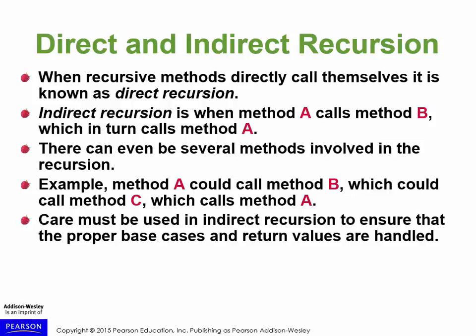All right, it says when recursive methods directly call themselves, it's known as direct recursion. There's also indirect recursion, when A calls B, which in turn calls A again, and there can be intermediates in there. So as it says, A can call B, B can call C, and C can call A. Care must be used always with any kind of recursion. I'm not disagreeing with what the author says here, but anytime you come up with a recursive solution, you better make sure eventually you stop.